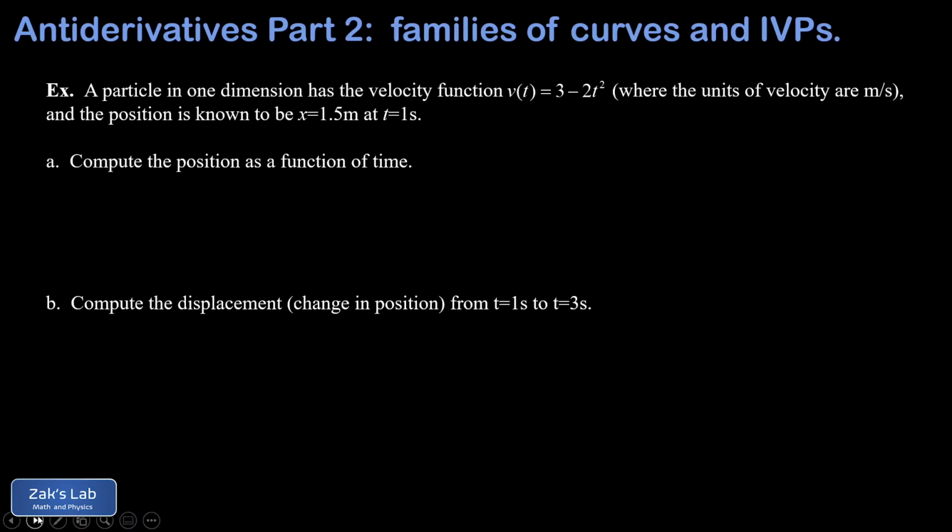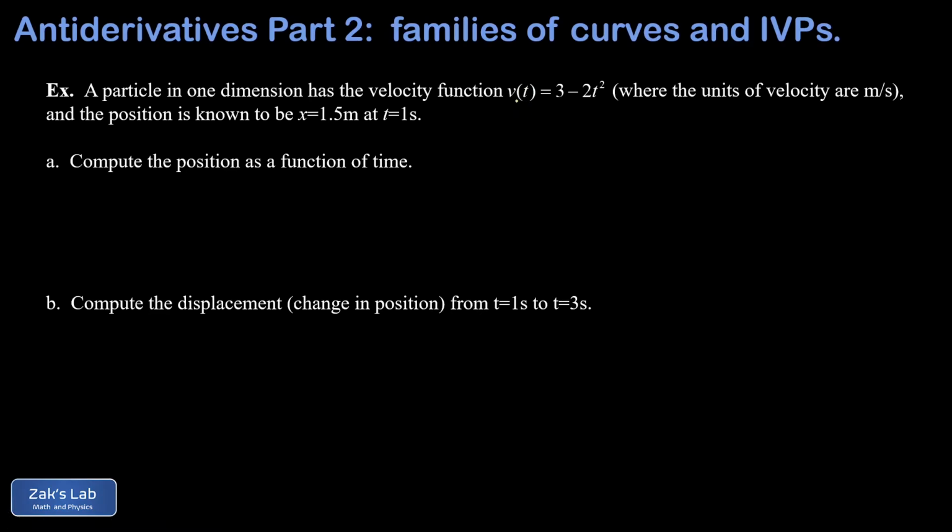Finally, we apply the idea of an initial value problem to a classic sort of question from introductory physics and calculus. We're given the velocity of a particle as a function of time. We're given the position of the particle at one particular moment in time, and we want to find the position as a function of time, and then the displacement, in other words, the change in position for a given time interval.